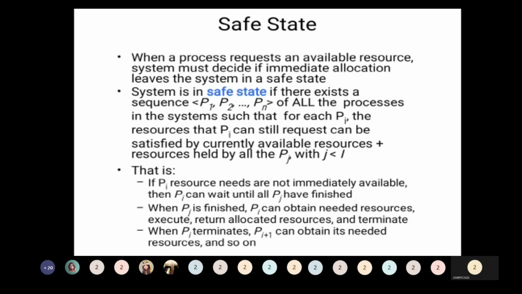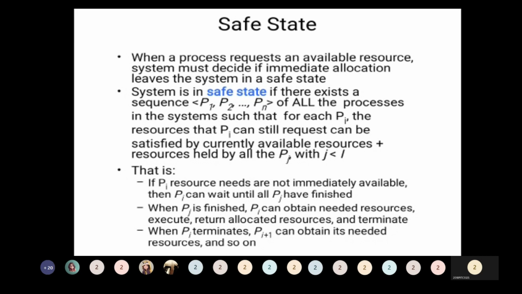A system is in a safe state if there exists a sequence P1, P2, ..., Pn of all the processes in the system such that for each Pi, the resources that Pi can still request can be satisfied by currently available resources plus resources held by all the Pj, with j less than i.